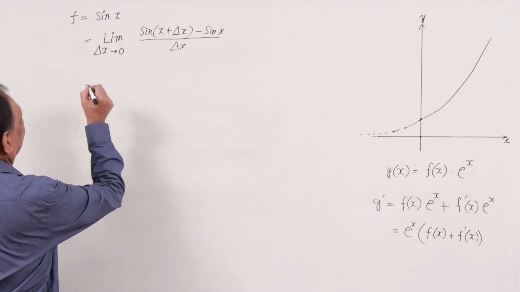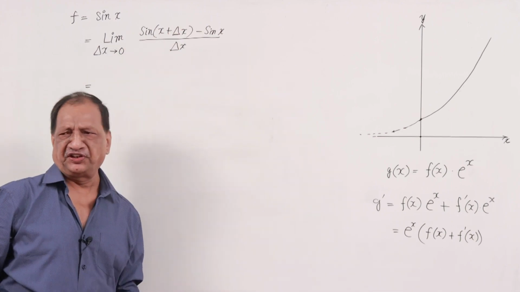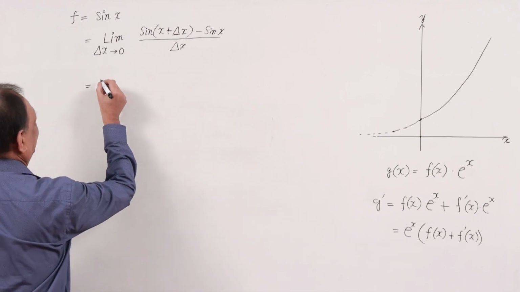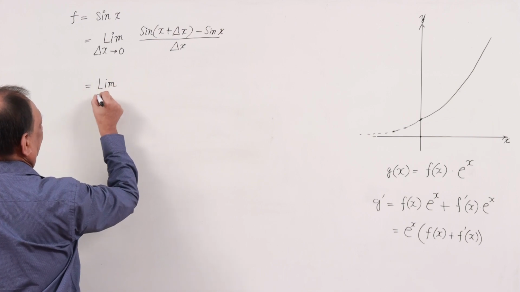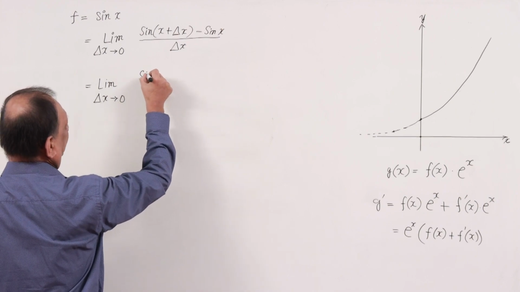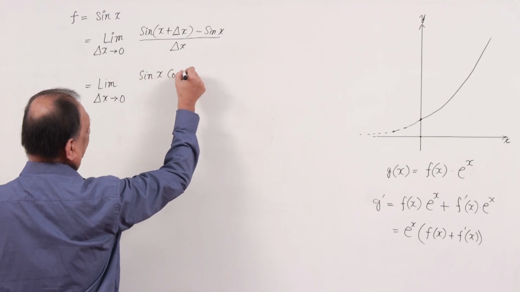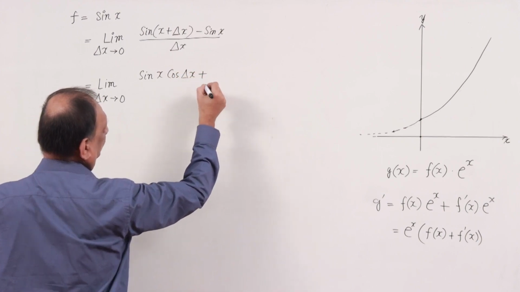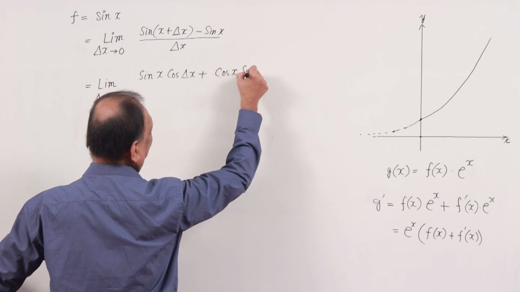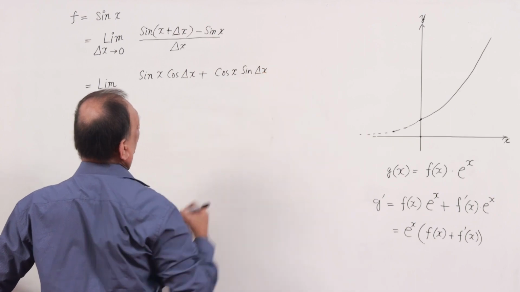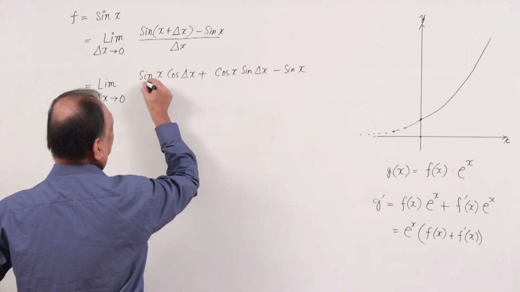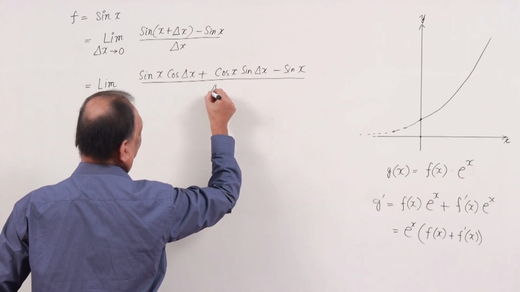So we have seen sin of a plus b, and one of the reasons we did that: sin a cos b plus cos a sin b. So we write that expansion. So we have a limit as delta x goes to 0 of sin x cos delta x plus cos x sin delta x, minus sin x. That is the term which was left. The whole thing has to be divided by delta x.